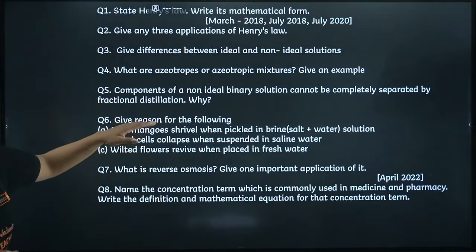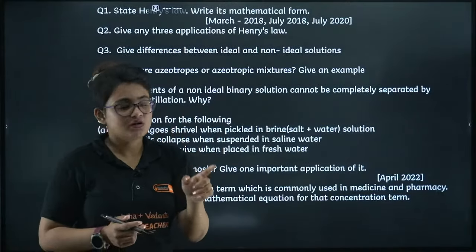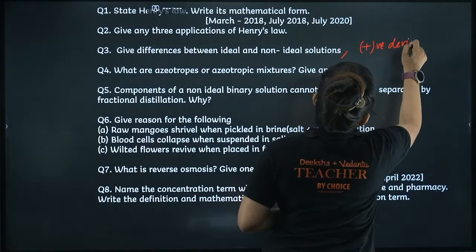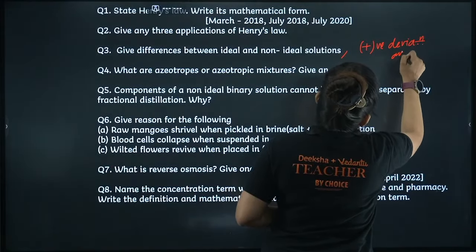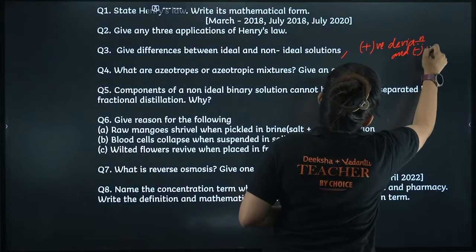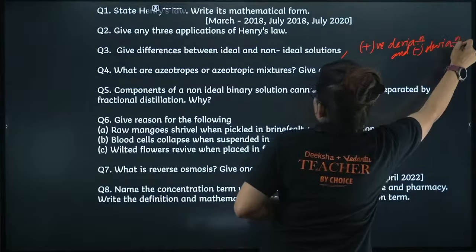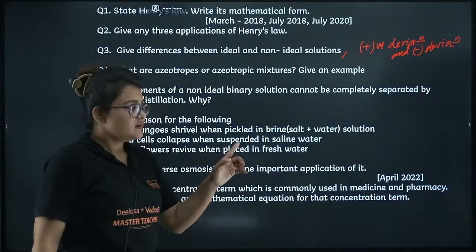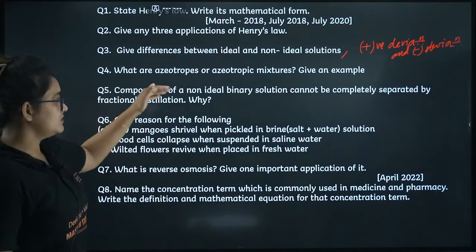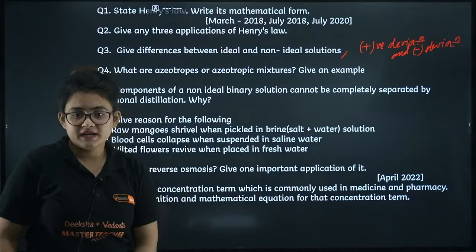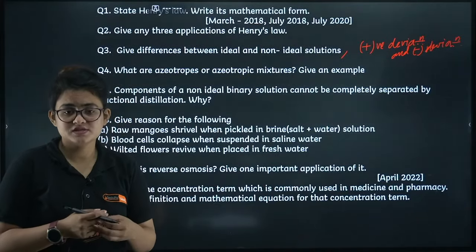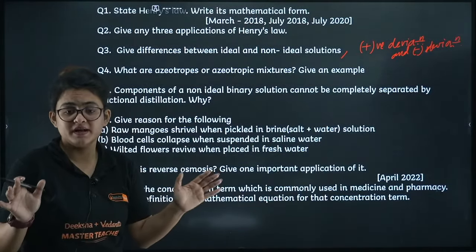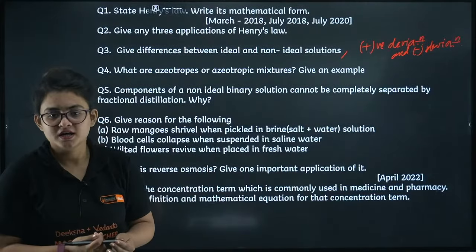Difference between ideal and non-ideal solution, and you can also get a question on the difference between positive deviation and negative deviation. Next you can see water azeotropes, or azeotropic mixture, give one example. And one important question here: why can the components of a non-ideal binary solution not be completely separated using fractional distillation? Because they form an azeotropic mixture. That's why they cannot be separated, because they boil at the same temperature, right?